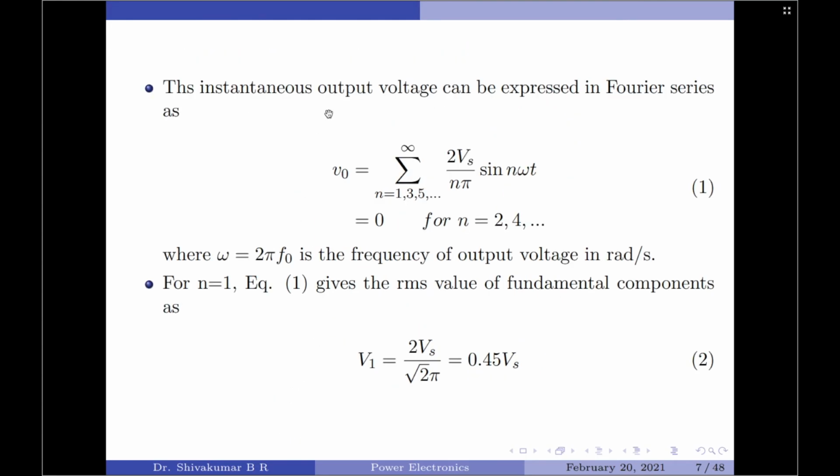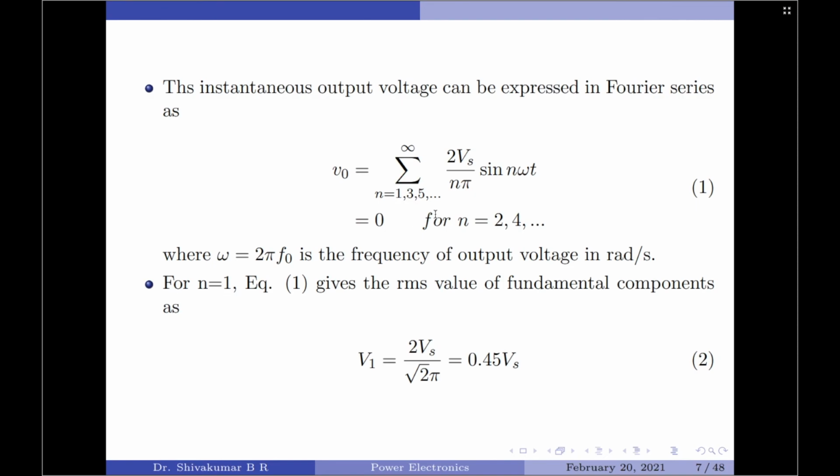Further, the instantaneous output voltage can be expressed in a Fourier series as V naught equals summation, n varying over the odd values. Only odd values are taken here. So 1, 3, 5, etc., till infinity. Then we have 2 Vs by n pi into sin n omega t. This is the equation for the instantaneous output voltage expressed in the Fourier series format.